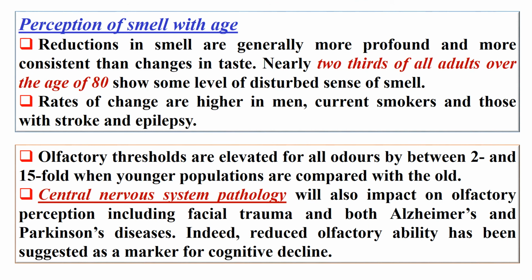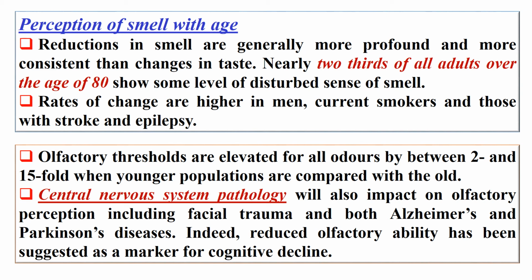Perception of smell with age. Reductions in smell are generally more profound and more consistent than changes in taste. Nearly 2/3 of all adults over the age of 80 showed some level of disturbed sense of smell. Rates of change are higher in men, current smokers, and those with stroke and epilepsy.